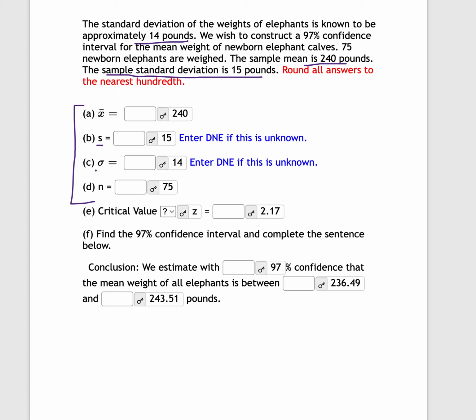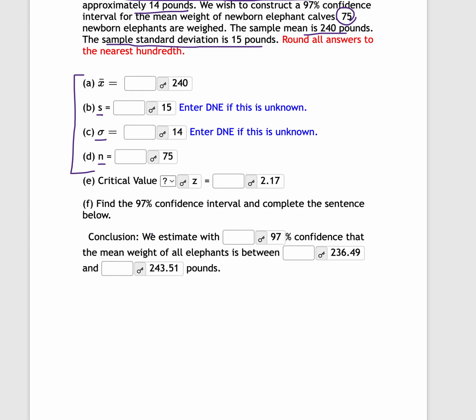And I know that this is the population standard deviation because it says it's the standard deviation of the weights of elephants, of all elephants. This isn't from the sample. This one here is from the sample. It identifies it as coming from the 75 elephants that were chosen. The 14 pounds is for all elephants. Now, n is our sample size, which was given to us as 75. So for parts A through D, we just need to identify those values.